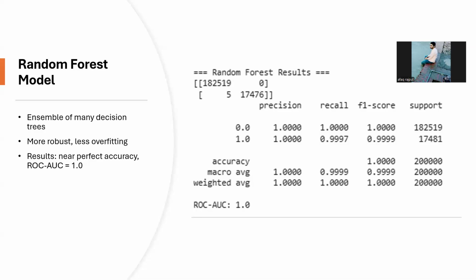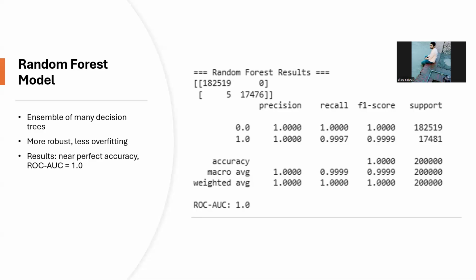Random forest is an ensemble model that combines many decision trees. Each tree looks at a random sample of data and features. The final prediction is based on the majority vote. This reduces overfitting and makes the model more robust.